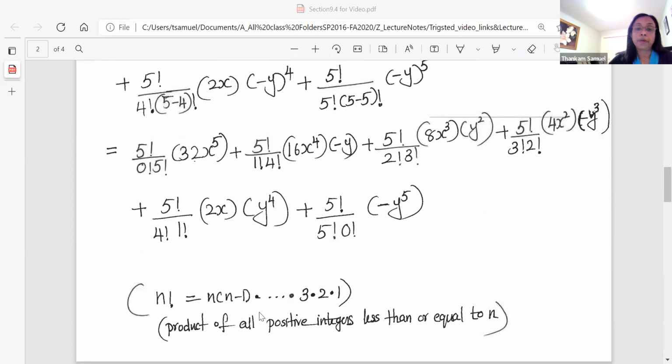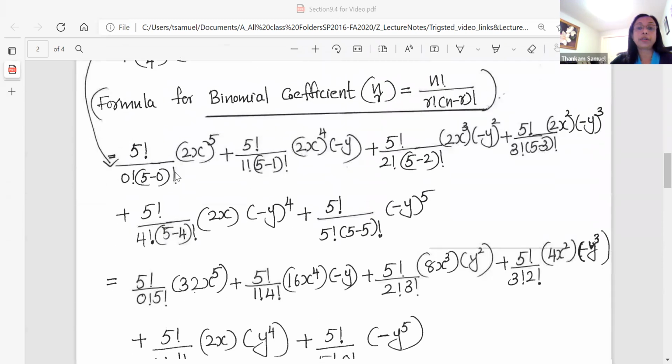Now you remember the definition for the factorial notation. That is, n factorial equals n times n minus 1 times, etc., times 3 times 2 times 1. In other words, we can say that n factorial equals the product of all positive integers less than or equal to n. So let's evaluate each binomial coefficient.